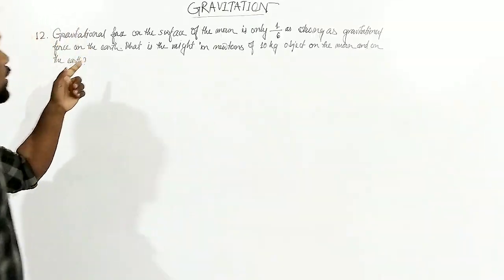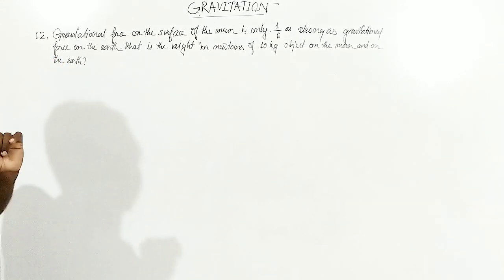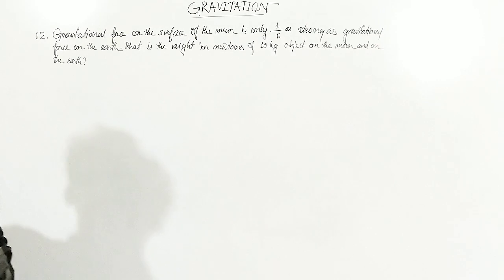Now this is our first problem in the gravitational lesson. This is problem number 12. The problem says that the gravitational force on the surface of the moon is only 1/6 as strong as the gravitational force on the earth. What is the weight in newtons of a 10 kg object on the moon and on the earth?